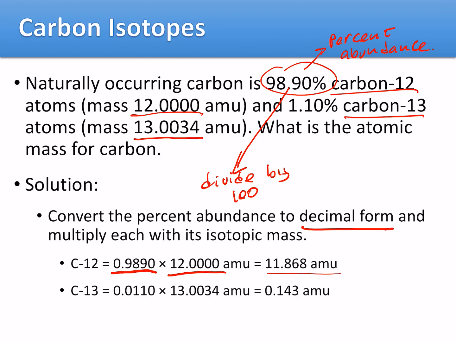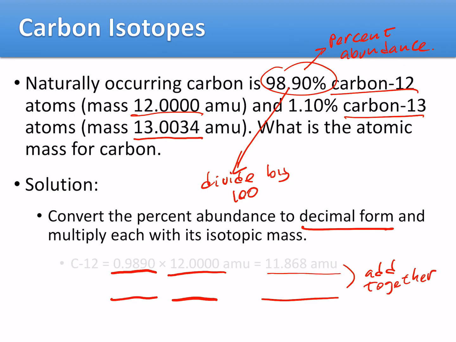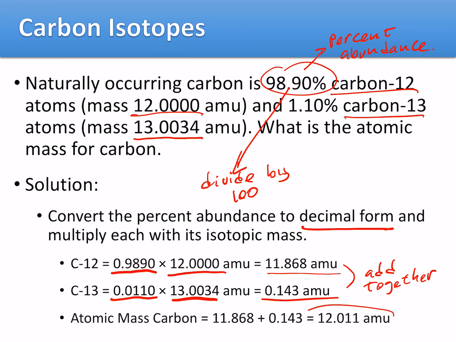The next step is to calculate the weight, if you will, of the carbon 13. That's 0.0110 times the mass of the isotope, 13.034. That gives you that number. Then you add these two together, and when you add them together, you obtain the mass for carbon, the one that you're going to see in the periodic table, which is 12.11 AMUs.